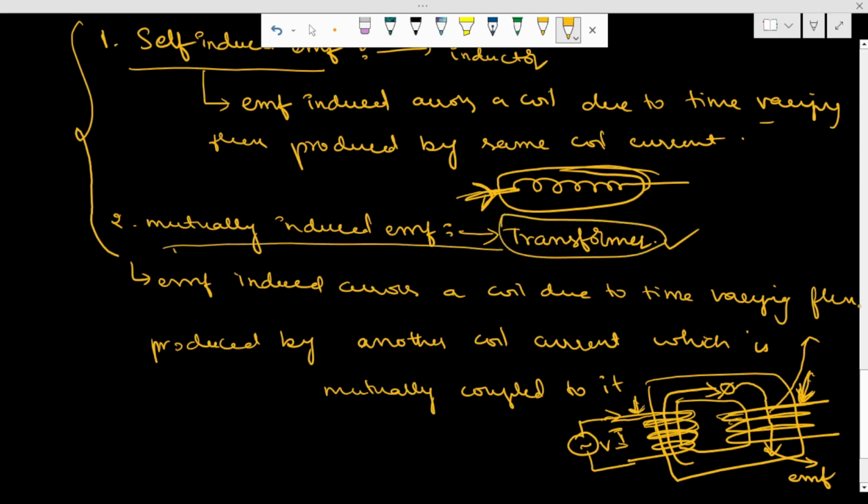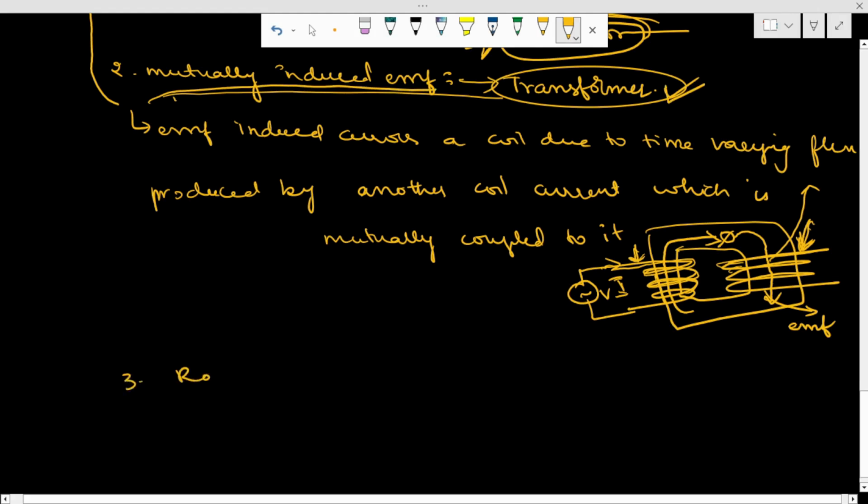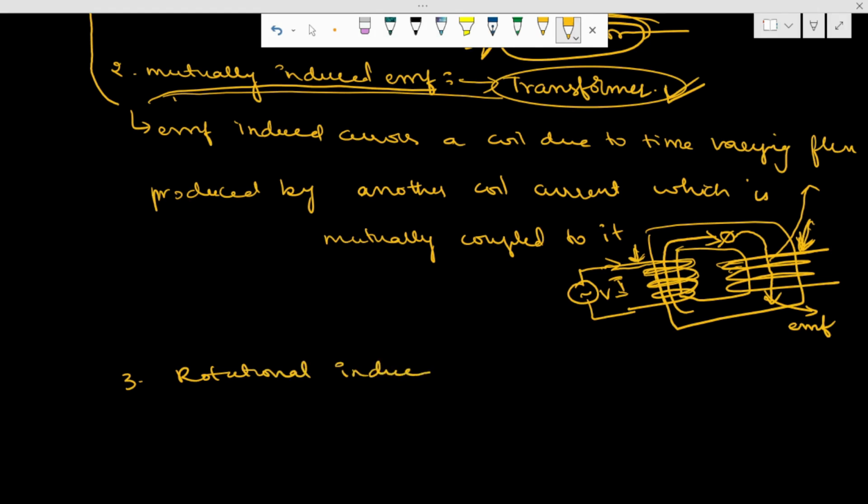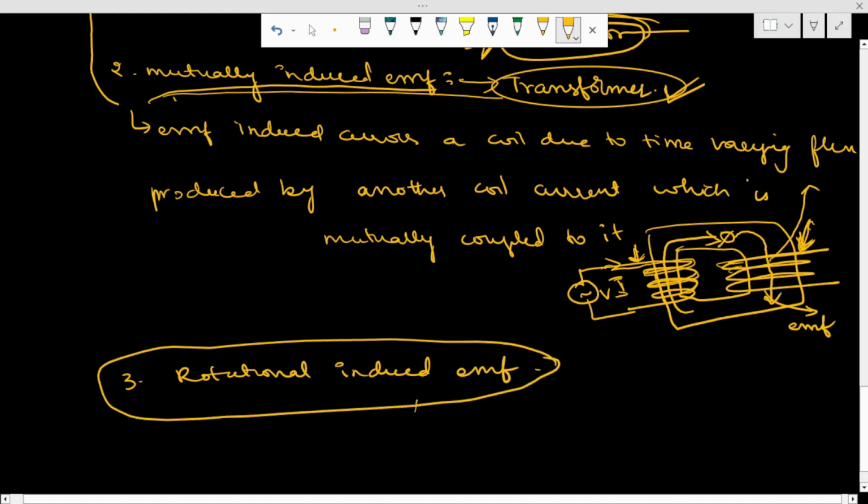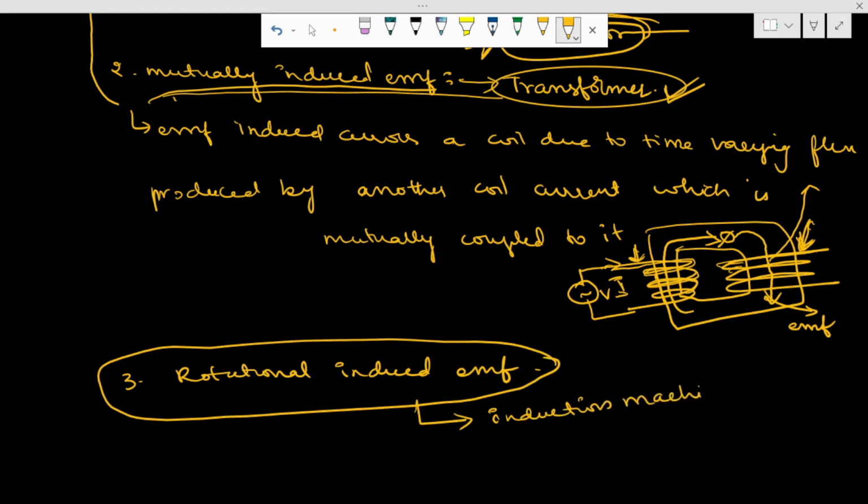The best example is the transformer. Okay, third one is rotational induced EMF. This induced EMF we will see in the induction machines topic, where we will briefly describe the rotational induced EMF. In the next video we try to get into the subject. Okay, thank you.